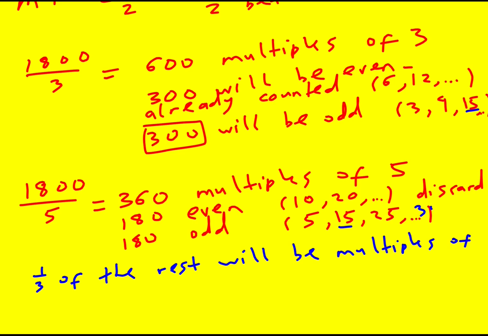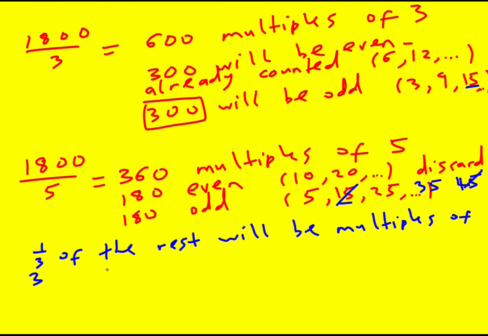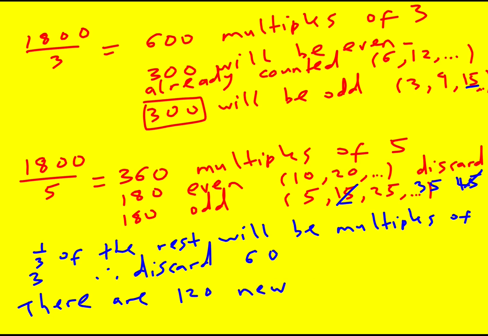So like, 35, 45 will be as well. You can see it's every third one that I need to get rid of, and therefore discard 60. And there's therefore going to be 120 new values. 120 new values or factors of 1,800.